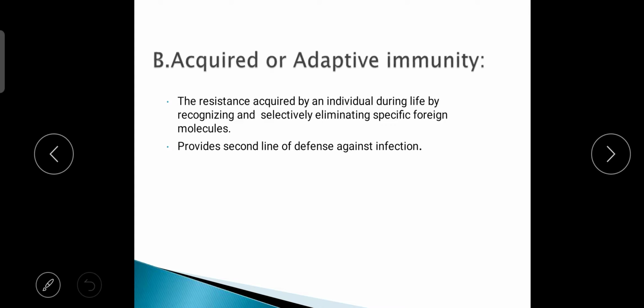It is the resistance acquired by an individual during life by recognizing and selectively eliminating specific foreign molecules. This immunity power is not present in our body from birth itself. We have to take it from outside, and it provides the second line of defense against infection. We have seen that innate immunity provides the first line of defense, but acquired immunity provides the second line of defense.